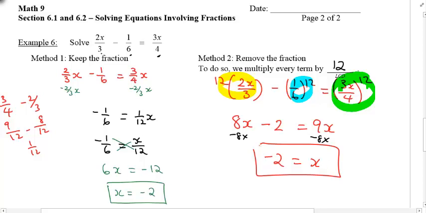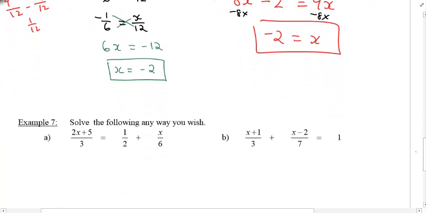Okay, I've done enough talking. Example 7 is yours. Use whichever method you wish. Once again, try them yourself. Then come back to check your answers with me. I hope you are correct, because if you are, you get this stuff, and if you're not, please figure out what you did wrong so that when you come to class, you'll be ready to get it right. Okay? It's your turn.